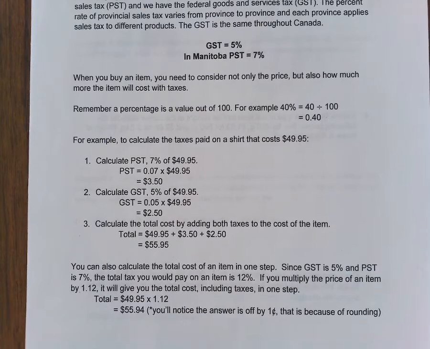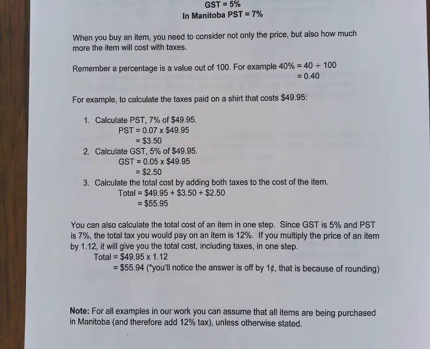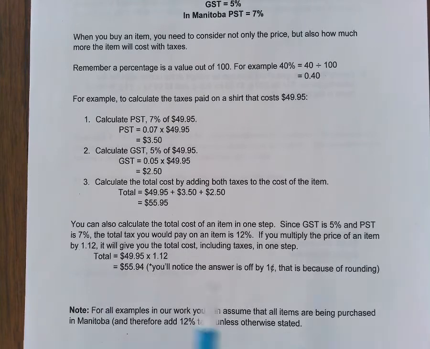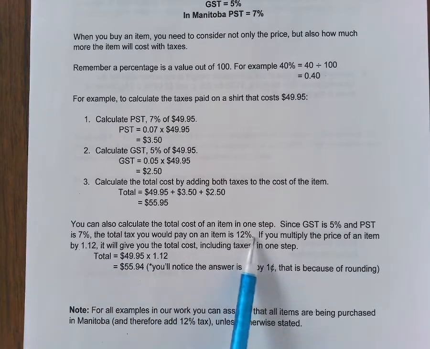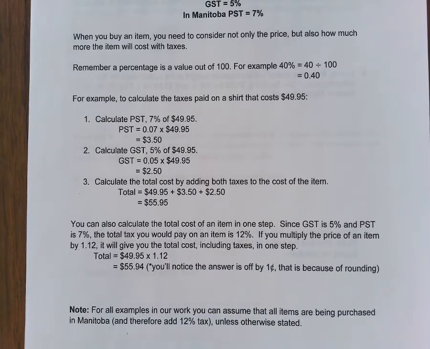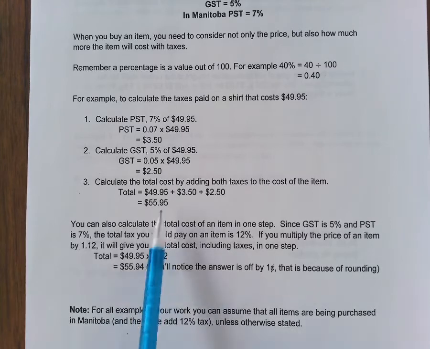You can also do this in one step. So if you want to know the total cost of an item, you can add up the tax, which gives you a total of 12%, 5% plus 7%, and then multiply the price of an item by 1.12. That will give you the total cost including the taxes in one step. This is helpful if you're at a store and you wanted to know how much something is going to cost with tax. So if you take $49.95 and multiply it by 1.12, you get $55.94. You'll notice it's off just slightly, but that's just because of rounding.